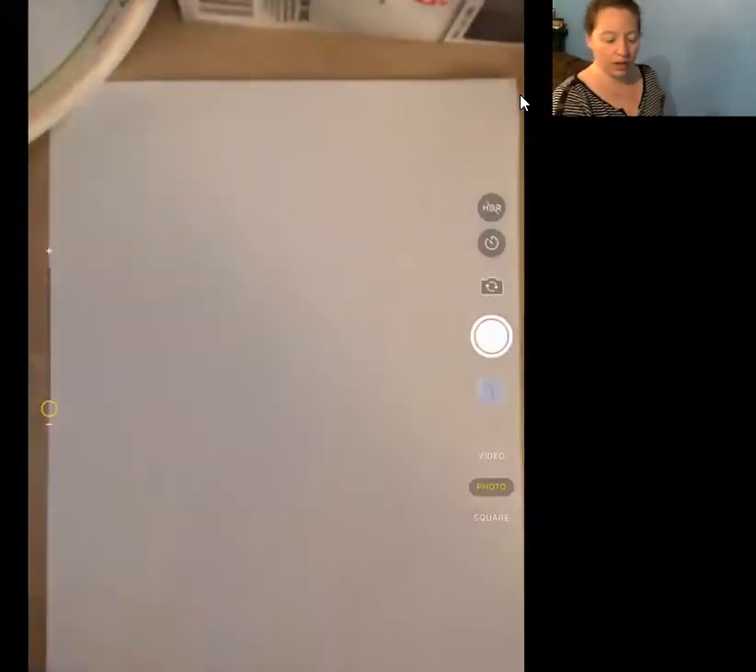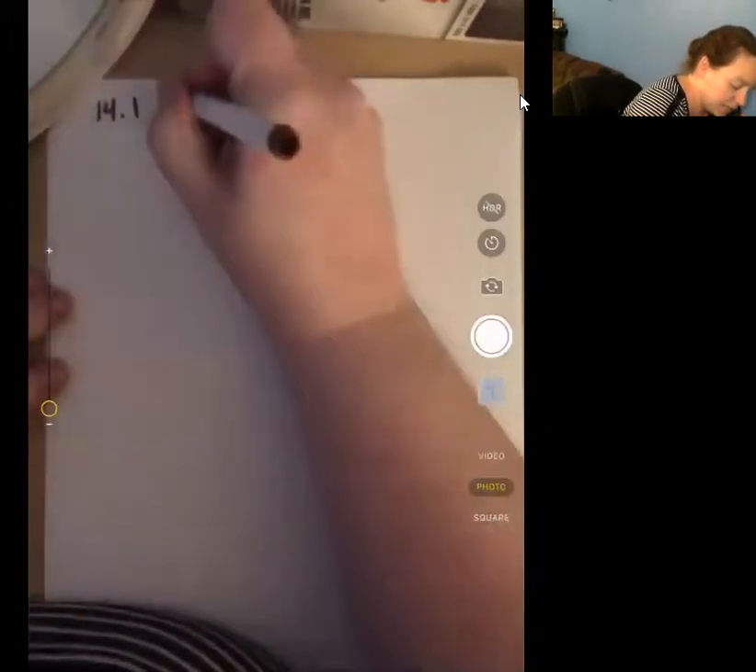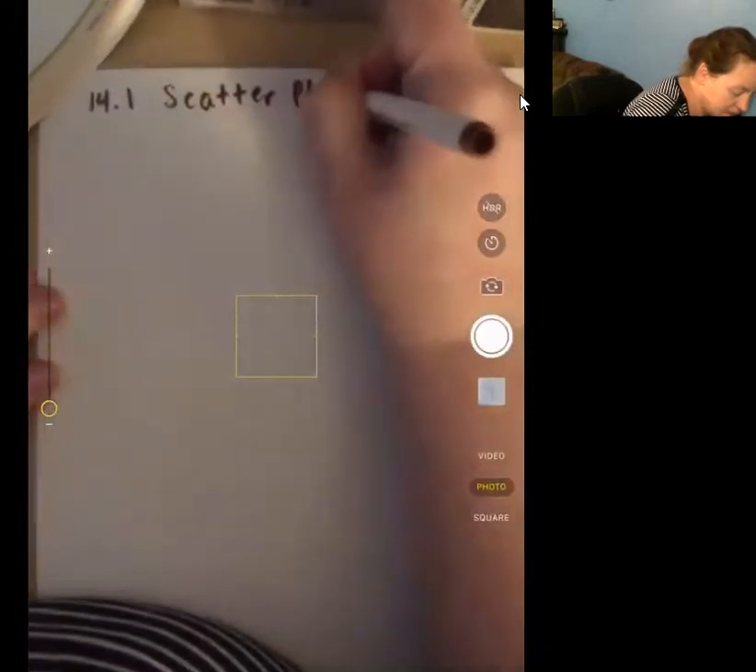Hi guys, so we are doing lesson 14.1, scatter plots and association.